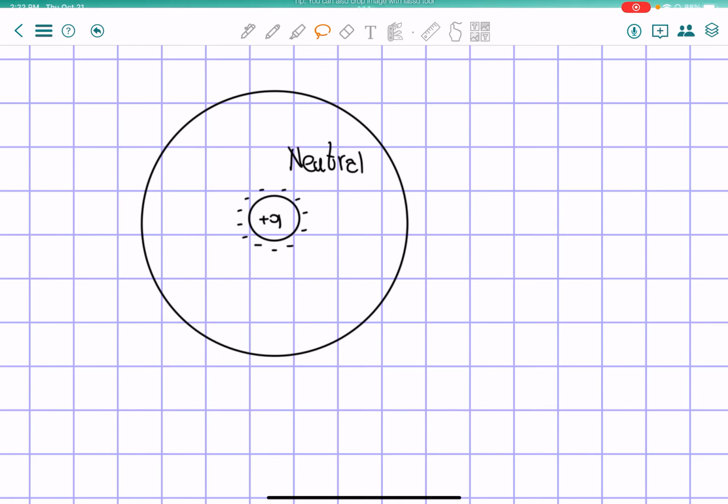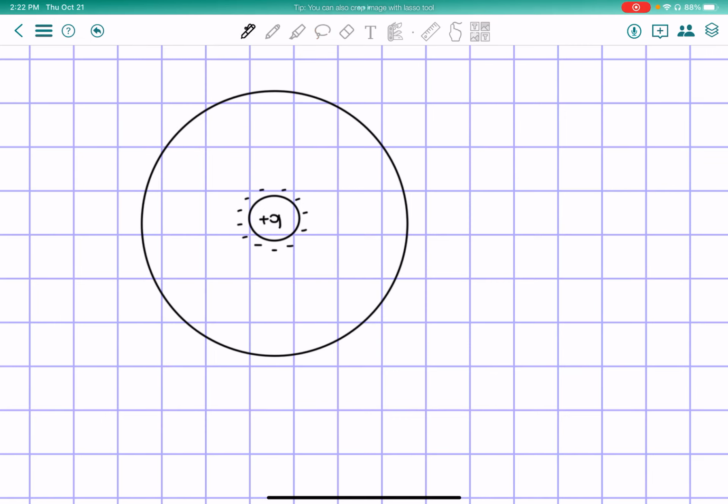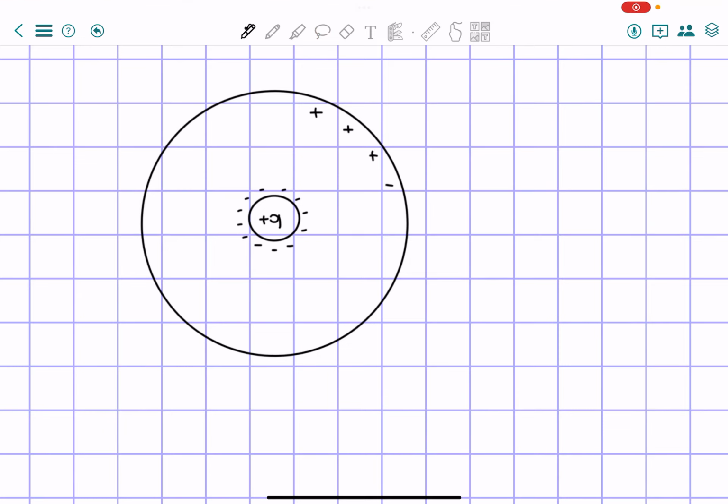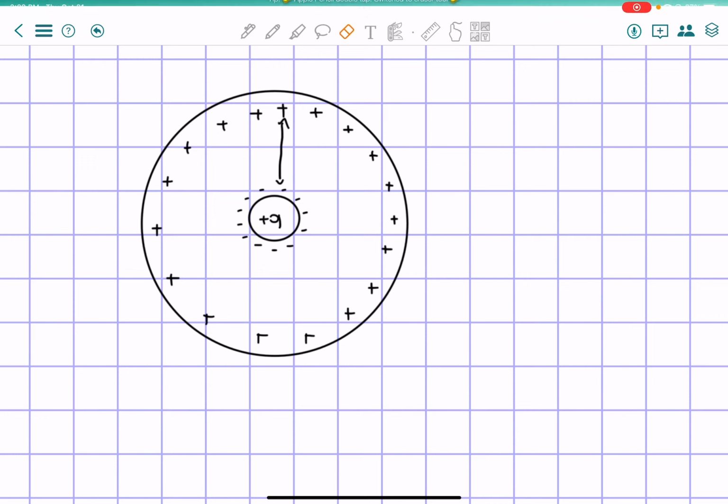While the positive charges will tend to get farther from the center, and so on and so forth. Now, the sphere is still neutrally charged because these two charges cancel each other inside the sphere.